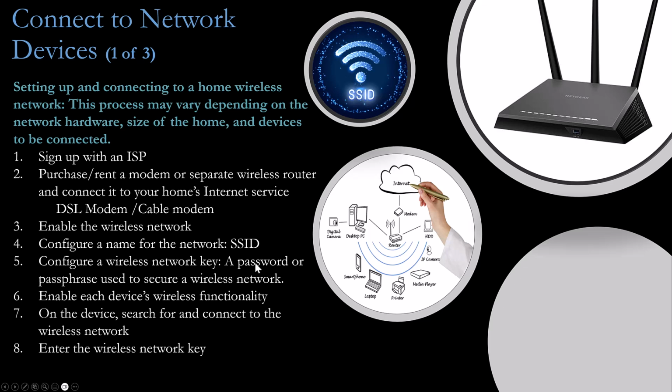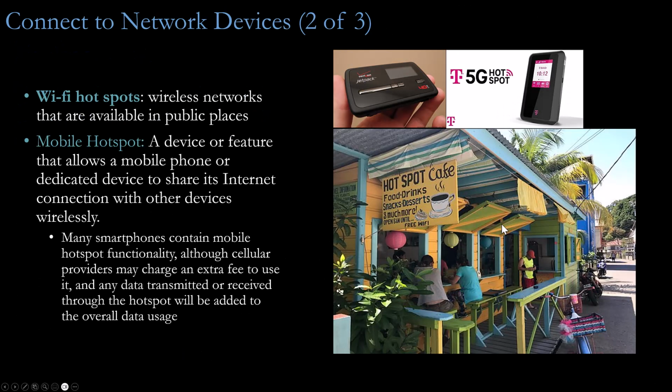Okay, so you've connected that up, you've enabled wireless functionality on the device, and then you just simply connect it to the network. You enter that wireless network key, that passkey, and you are connected to the World Wide Web. So in addition to those typical connections of Wi-Fi, there are Wi-Fi hotspots.